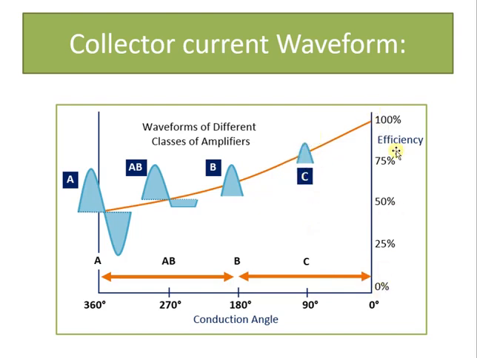Along the vertical axis, you can see the efficiency. As we move from Class A to Class C, the efficiency goes on increasing. So for a Class A, the efficiency is close to 25%. For a Class AB, it is close to 50%. Class B, close to 78.5%. And Class C is close to 90% efficiency. So as you move from Class A to Class C, the efficiency goes on increasing.